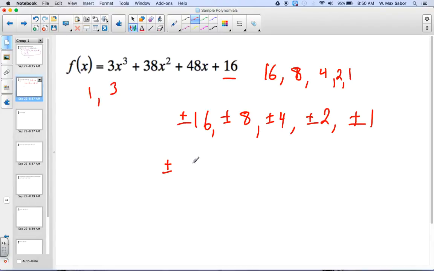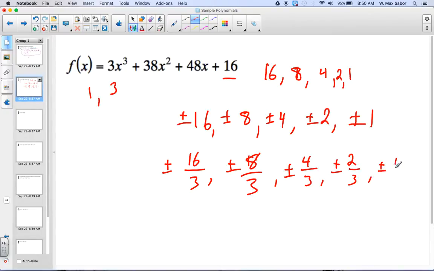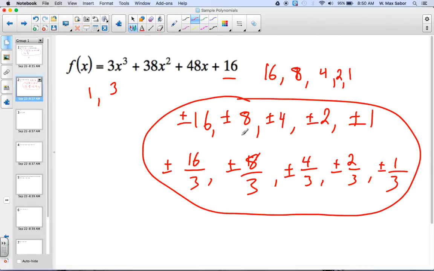Now let's divide by 3. Plus or minus 16/3. I'm going to divide each of them by 3, and in this case, none of them are repeats of what was already listed. So I'm just going to say all of these are possible rational roots. So this is 10, and then plus or minus versions of each of these, so that would be 20 possible roots.